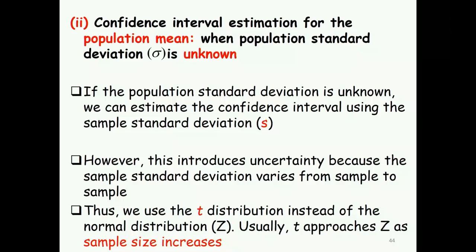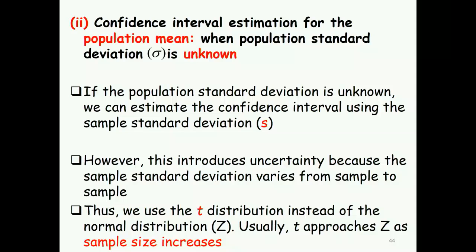So everything is applying. Instead of sigma, we would take the sample standard deviation. We use the T distribution instead of normal distribution Z. Usually, T approaches Z as sample size increases. When sample size increases, whether you are applying Z or T would be the same. What does it mean? When do T and Z approach each other? Z and T approach when you have a sample size of 120.